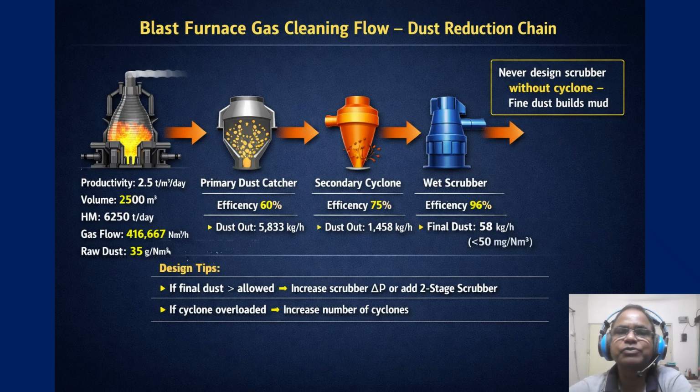Now the design tips on the slide. If final dust is more than the allowed limit, say above 50 milligram per normal meter cube for the stove, you must increase the scrubber delta P pressure drop or add a two-stage scrubber. If the cyclone is overloaded, meaning you see dust carry over into the scrubber, you must increase the number of cyclones in parallel, not just make one bigger. Parallel cyclones reduce gas velocity per cyclone and improve efficiency.